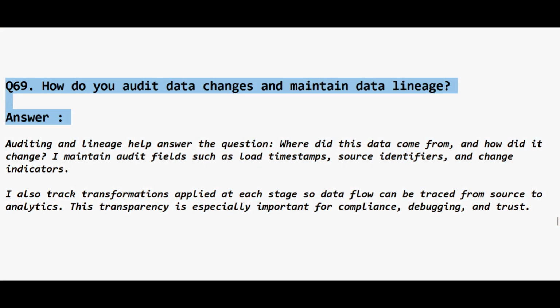Question 69. How do you audit data changes and maintain data lineage? Answer. Auditing and lineage help answer the question, where did this data come from, and how did it change? I maintain audit fields such as load timestamps, source identifiers, and change indicators. I also track transformations applied at each stage so data flow can be traced from source to analytics. This transparency is especially important for compliance, debugging, and trust.